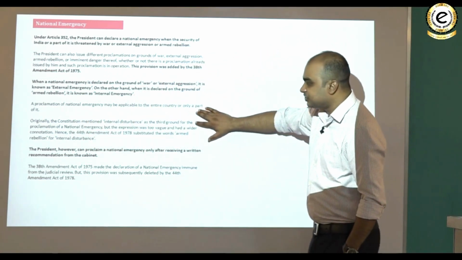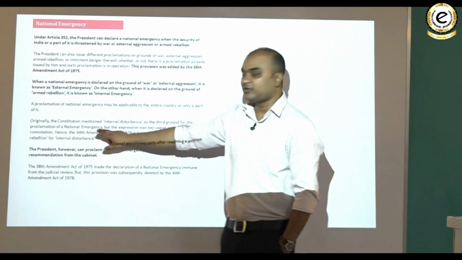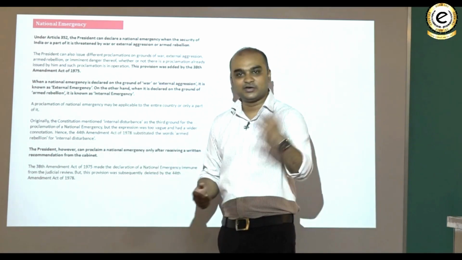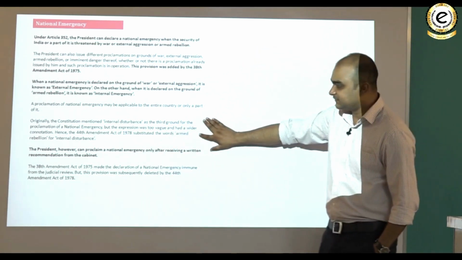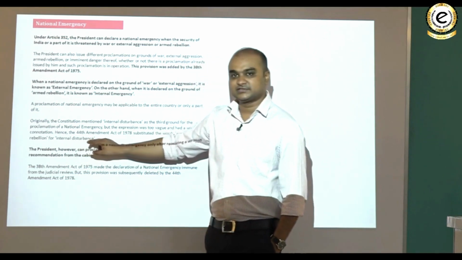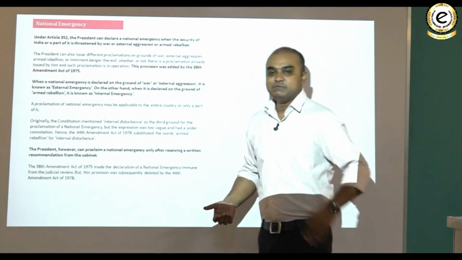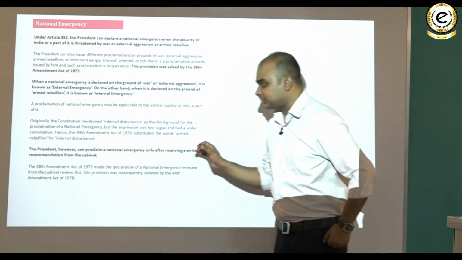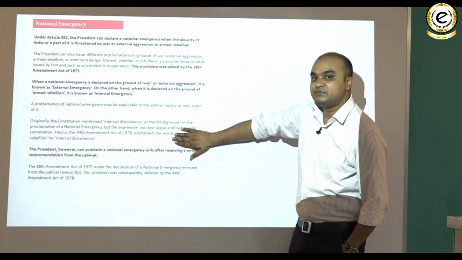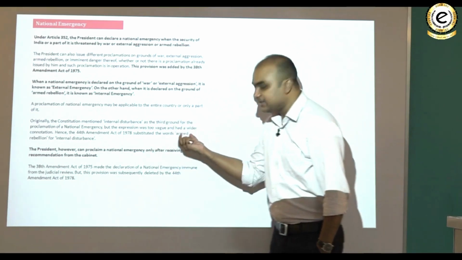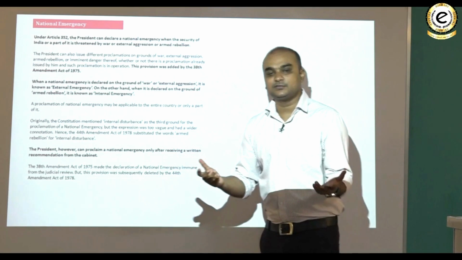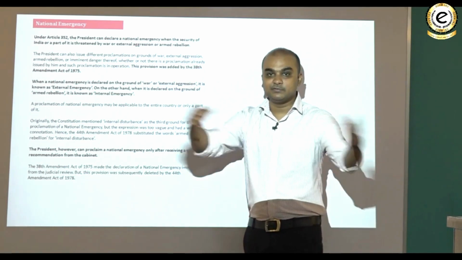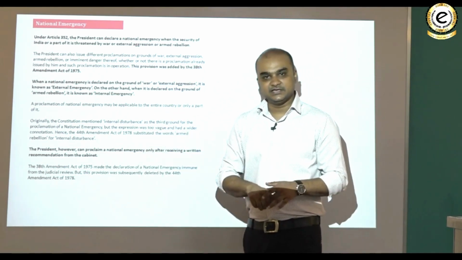Originally, the Constitution mentioned internal disturbance as the third ground for the proclamation of national emergency, but the expression was too vague and had a wider connotation and could be misused for political purposes. And hence, the 44th Constitutional Amendment Act 1978 substituted the words armed rebellion for internal disturbance. Though the 44th Constitutional Amendment Act made some hasty changes, like for example, it removed the right to property from Part 3 of the Indian Constitution, this is something which it did right when it made the word more specific in nature, because internal disturbance can be interpreted in myriad ways, whereas armed rebellion is very specific. It means there is a rebellion in which violence using arms is being done.